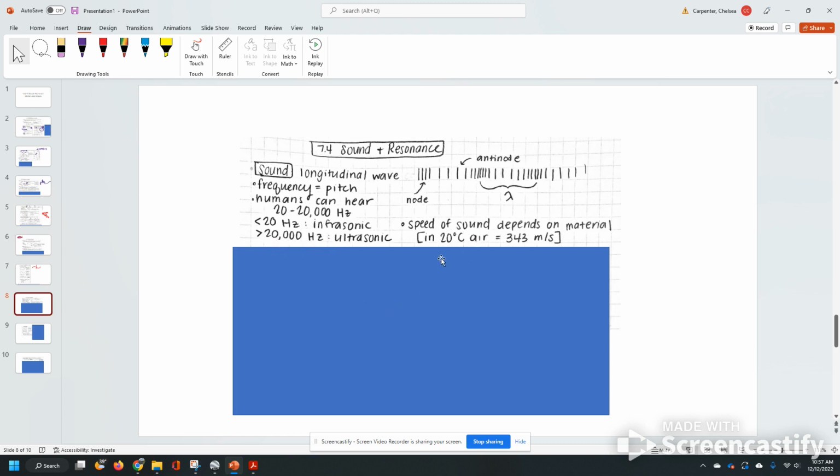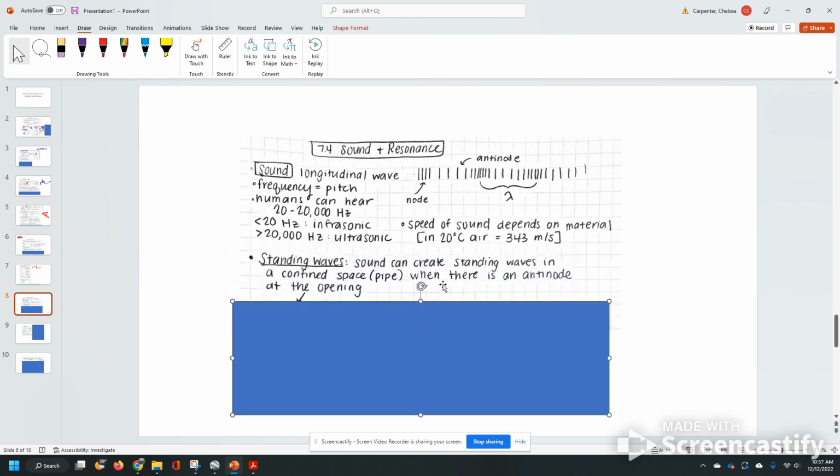The speed of sound depends on the material, which the material would be air. So in 20 degrees Celsius air, that's kind of our room temperature starting point, it's going to be 343 meters per second. So that's how fast sound travels.